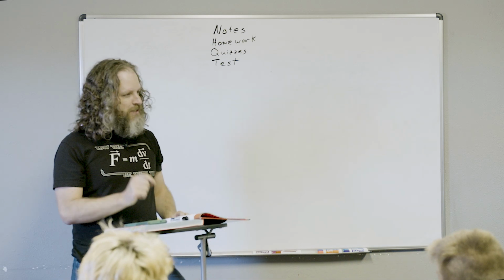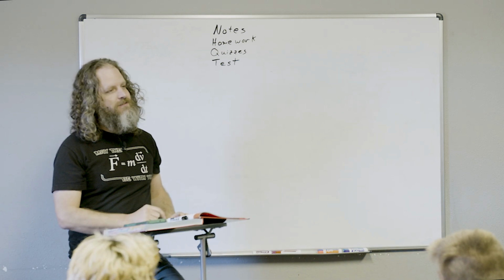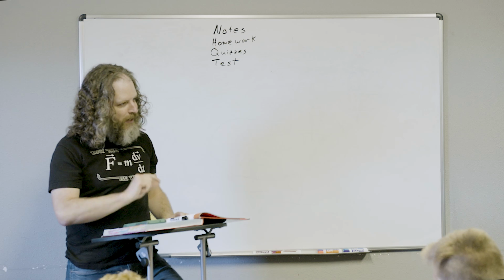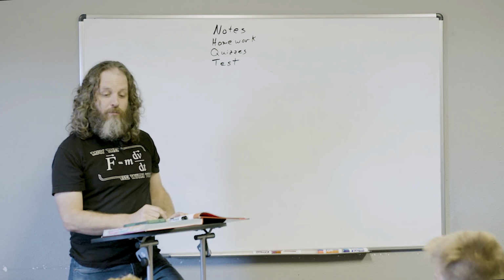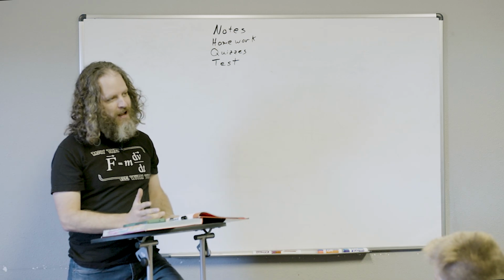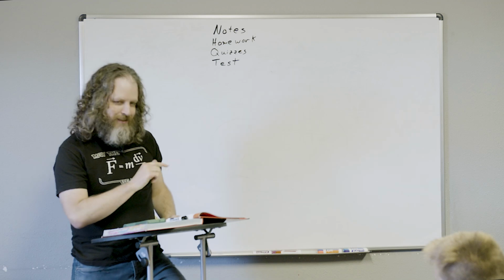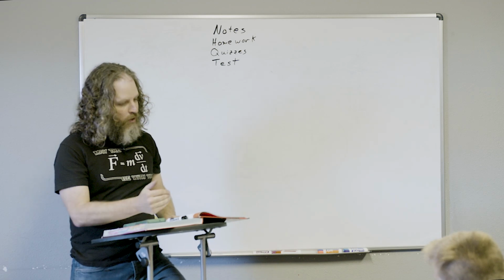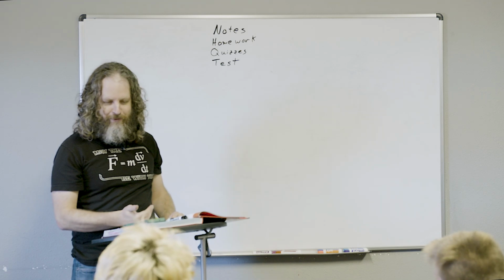You shouldn't just scribble stuff down. You should write down things in complete sentences when I do. You can abbreviate if it makes sense and you're going to remember and I'm going to understand what you abbreviated, right? But write the whole thing. Do all the problems with all the steps.